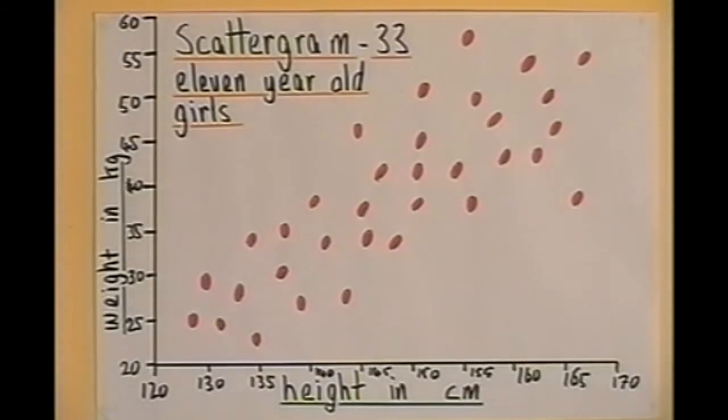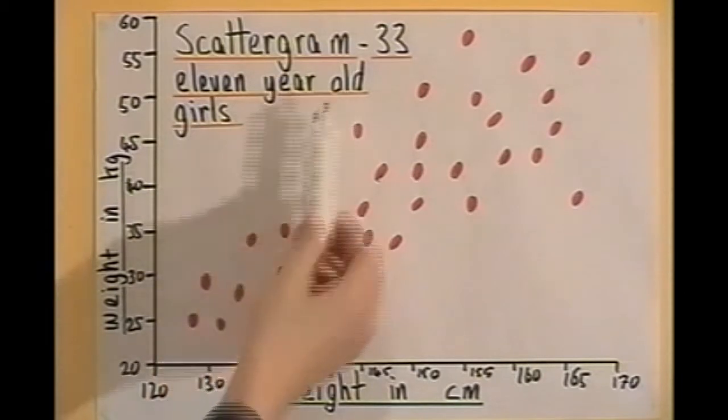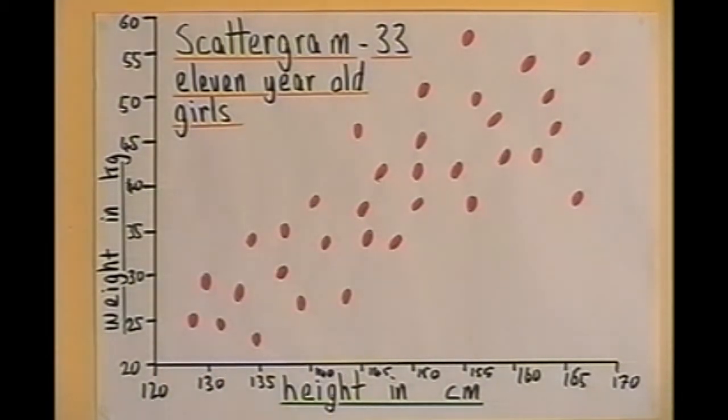Now here's yet another bivariate scattergram. Let's just make absolutely sure on this diagram that we understand what the data points represent. Now it's a scattergram of 33 11-year-old girls. And this variable here is looking at their height in centimetres, and this variable here looking at their weight in kilograms. And of course each data point represents one case. In this case, a single girl. So each red dot is actually one girl.